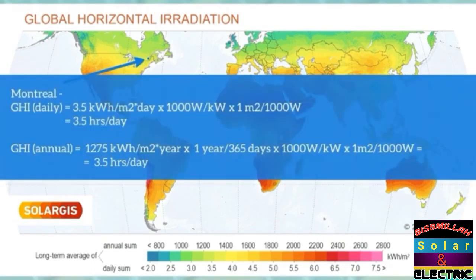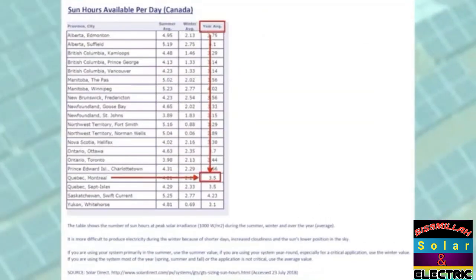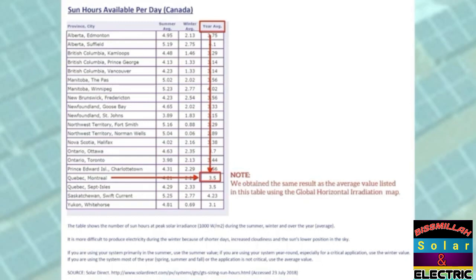So taking Montreal, Canada as an example, we see that the daily GHI is 3.5 kilowatt hours per meter squared per day. Converting this value to watts and dividing it by 1000 watts per meter squared, we obtain 3.5 peak sun hours per day. Referring back to the tables, we can see that we calculated the same value as the average value listed in this table using the global horizontal irradiation map.